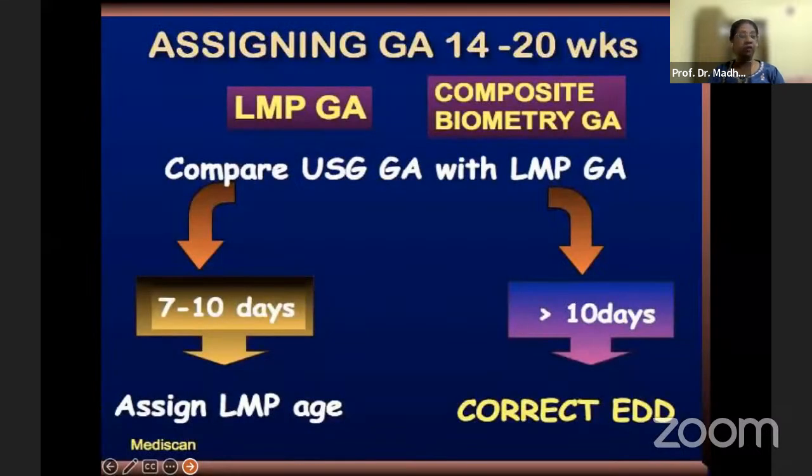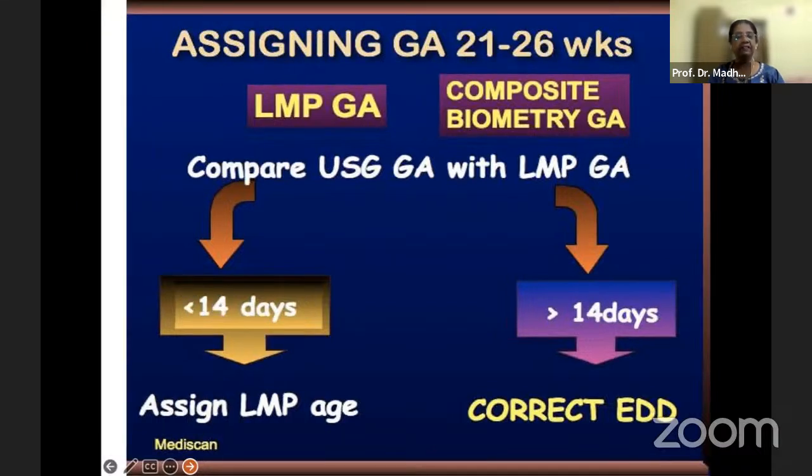Now, this is the first trimester. What do we do in the second trimester? When we do 14 to 20 weeks, when we compare the LMP EDD, the dates, and the ultrasound, if there's a difference of 7 to 10 days, then we go with the dating. The dating is considered correct. But if it's more than 10 days, we make appropriate corrections.